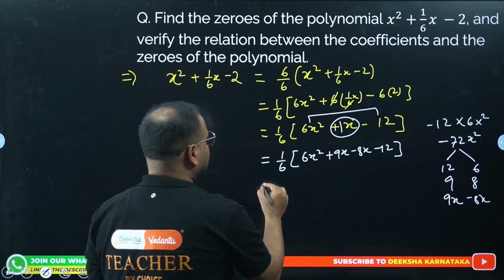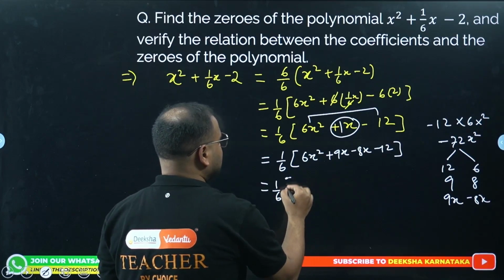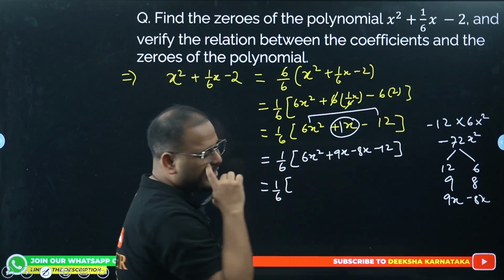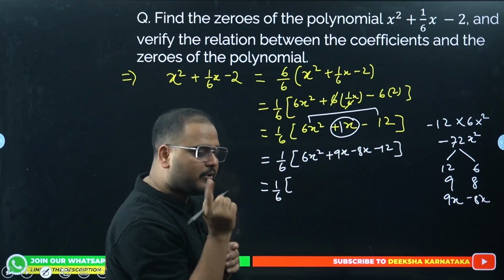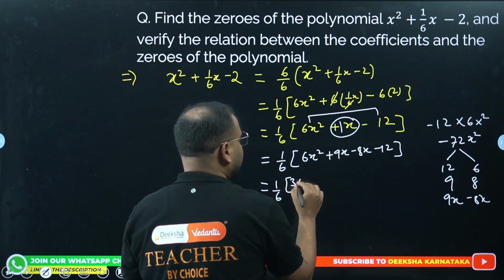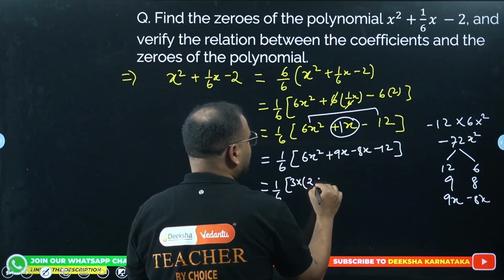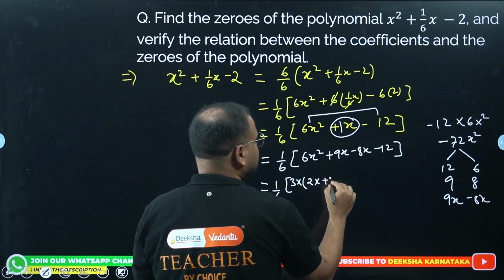Simplify it. Take the common. What is it, sir? 6x square and 9x. So one x is common, one 3 is common. So we'll take 3x common. What is left here? 2x plus 3.